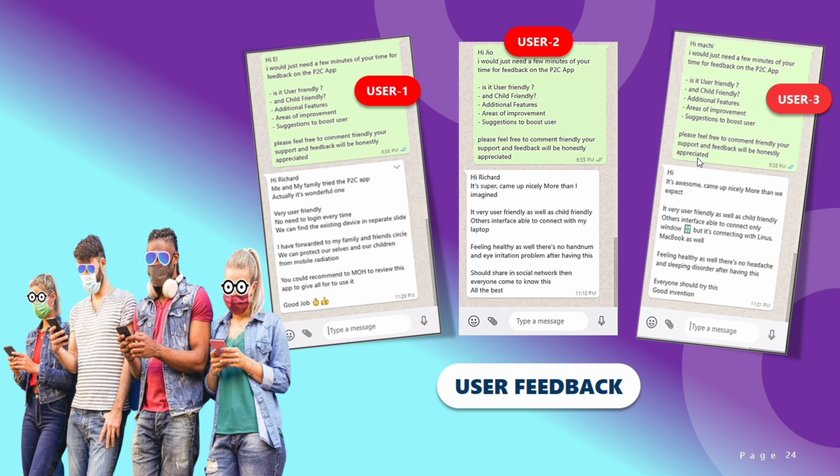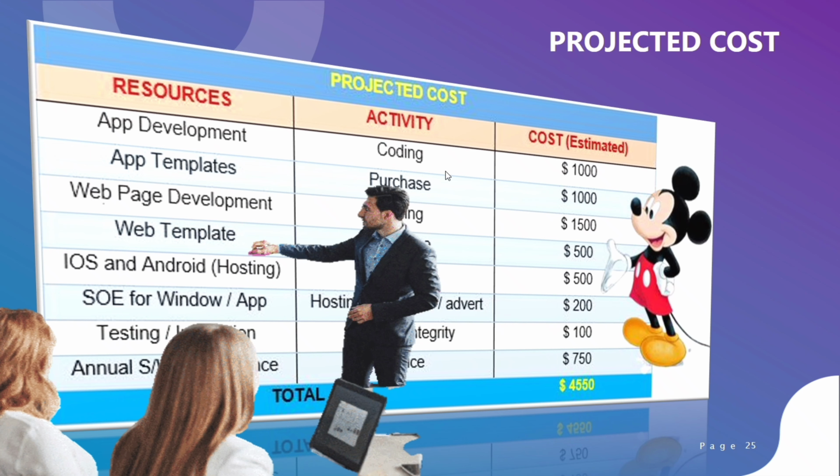After 21 days of using it, they feel physically fit. They can sleep very well, and they don't have any eye irritation, hypertension, or other issues. These are the kinds of feedback I received from them. The projected cost is also very cheap compared to others, because this is a simple app.